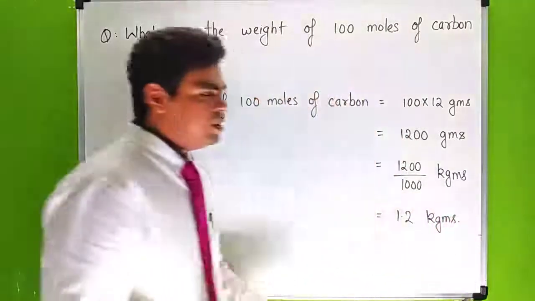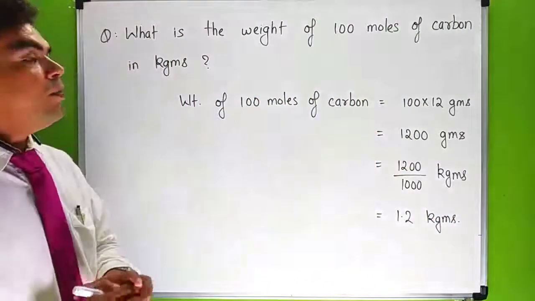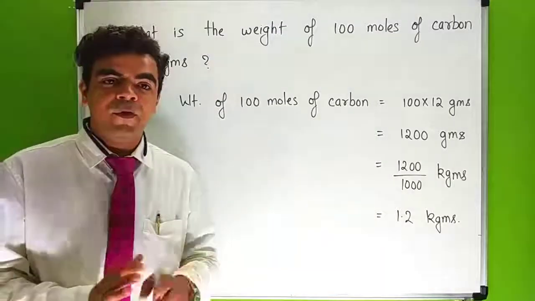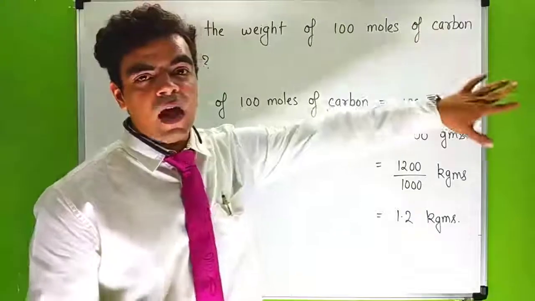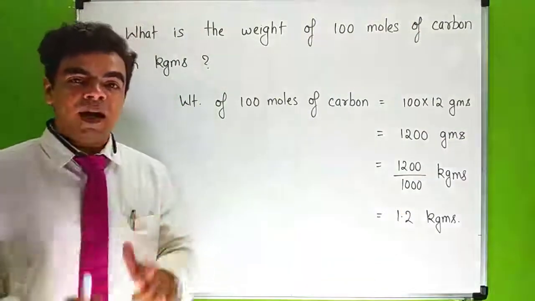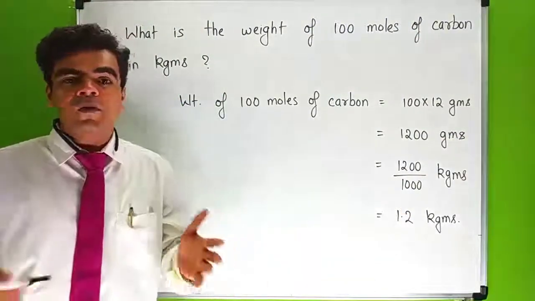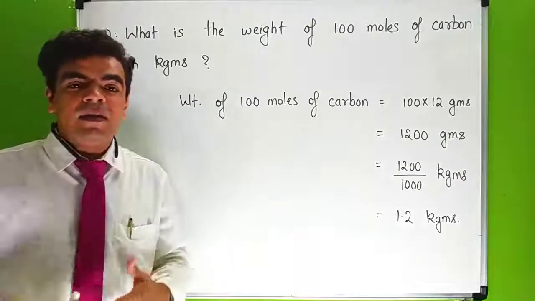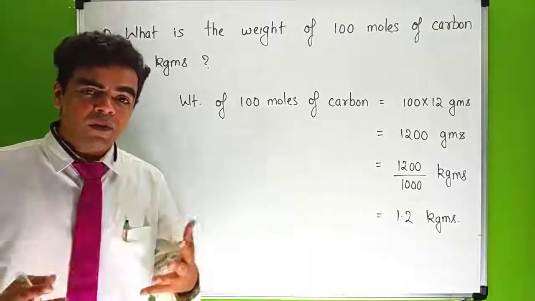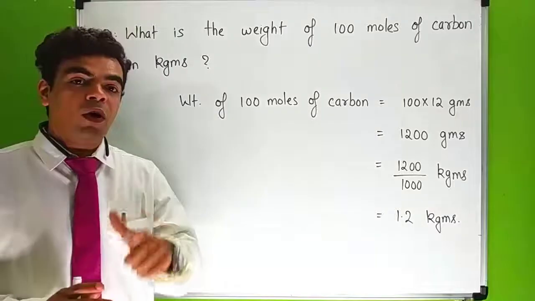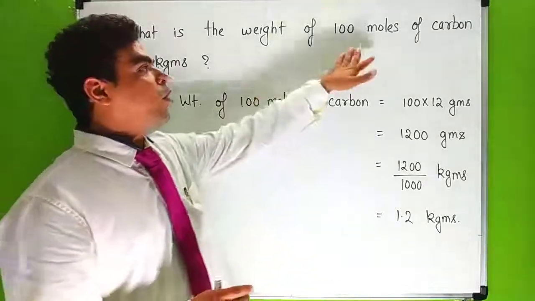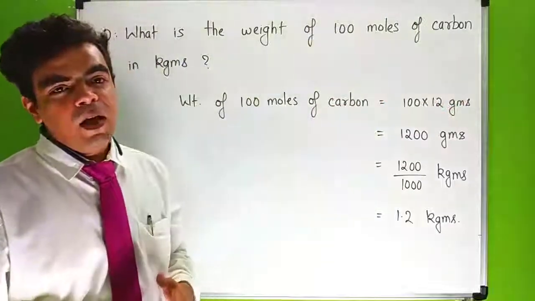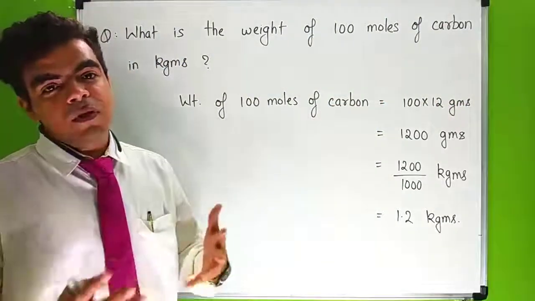So we must look at the questions carefully, whether we are asked the weight of 100 moles of carbon or we are asked the weight of 100 atoms of carbon. If the weight is desired for 100 atoms of carbon, we must focus on the unit of AMU, while if the weight is asked for 100 moles of carbon, we would look at the unit of grams.